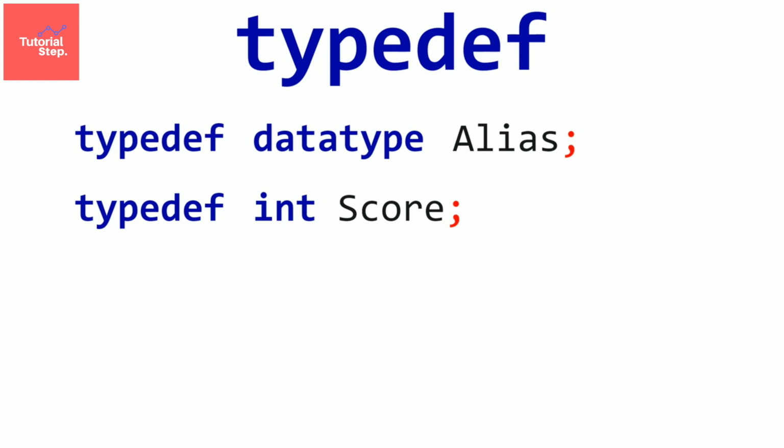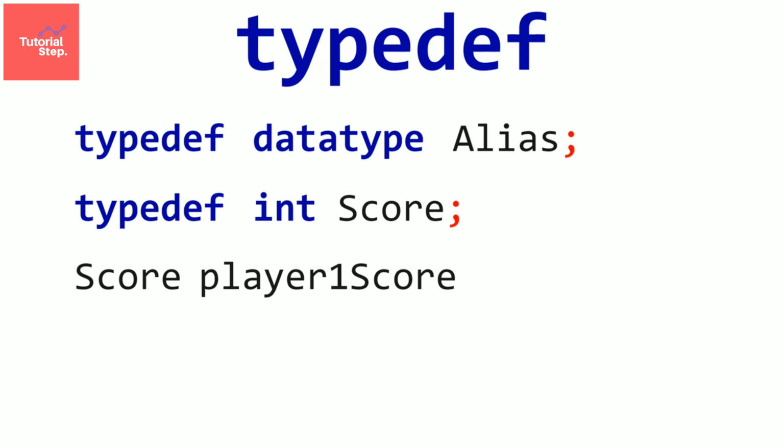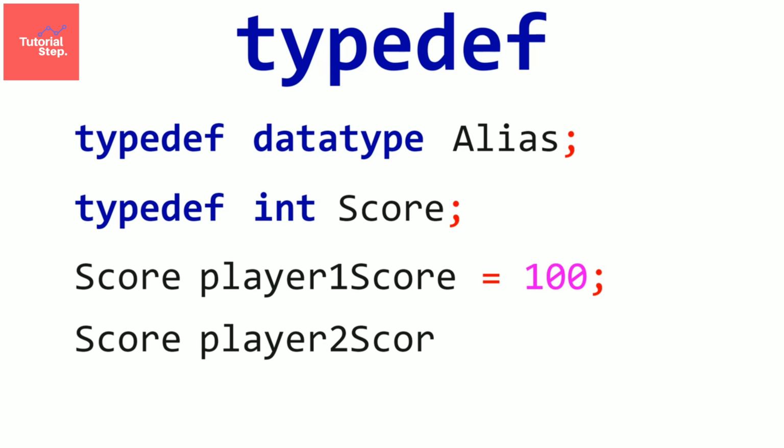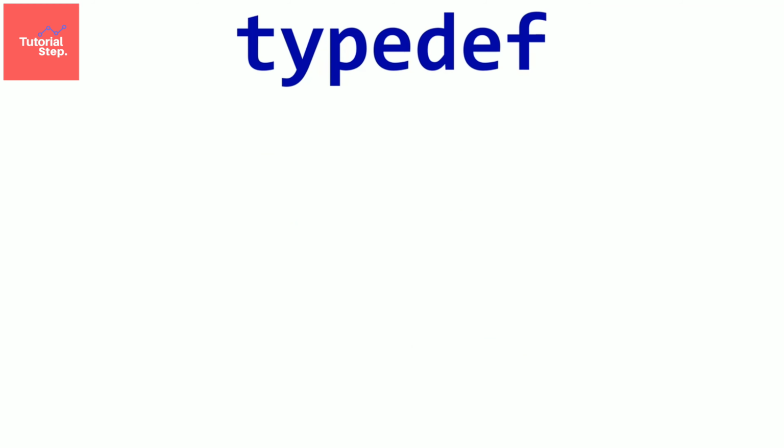Let's make two variables of type score, so it follows the same syntax. First we have the data type, which is score in this case, followed by the variable name. Let's choose player1Score for example. Then we can initialize if we want. We can put 100 for example, because it's an integer. Second variable we have score, then for example player2Score, and let's initialize it to 300 for example. As I said earlier, you are not obliged to do it.